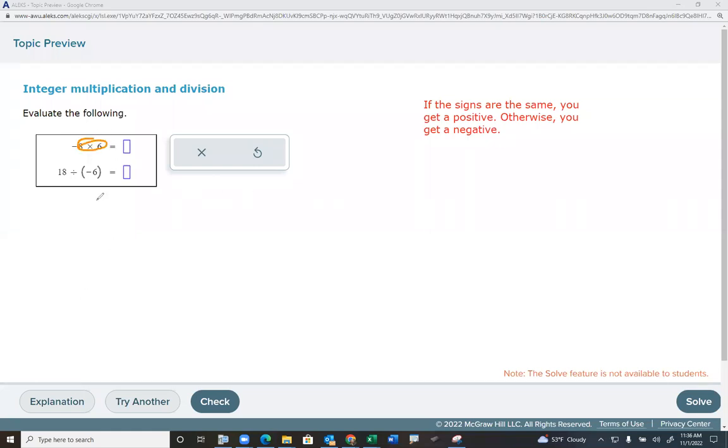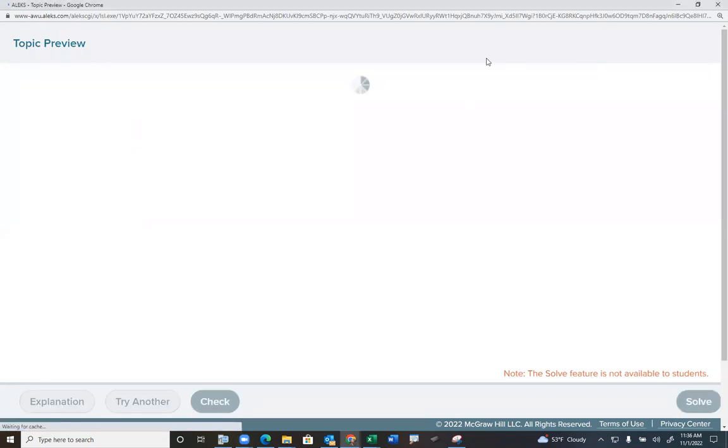So 8 times 6 is 48. The signs are different, so it's negative. 18 divided by 6 is 3. The signs are different, so it's negative. Shazam, that's it. Okay, that's all that's happening there. Let's try another one here.